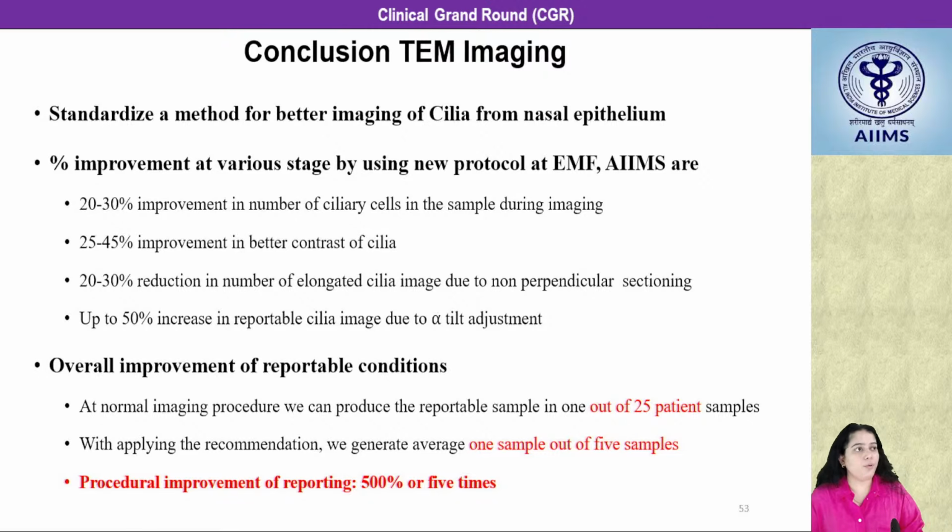The overall improvement is, earlier we were getting one reportable sample out of 25 samples, but with the improvements we are getting one reportable sample out of 5 samples.